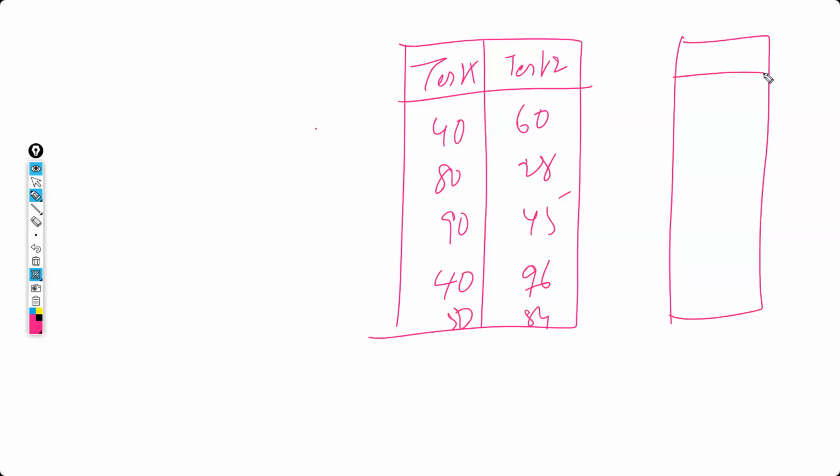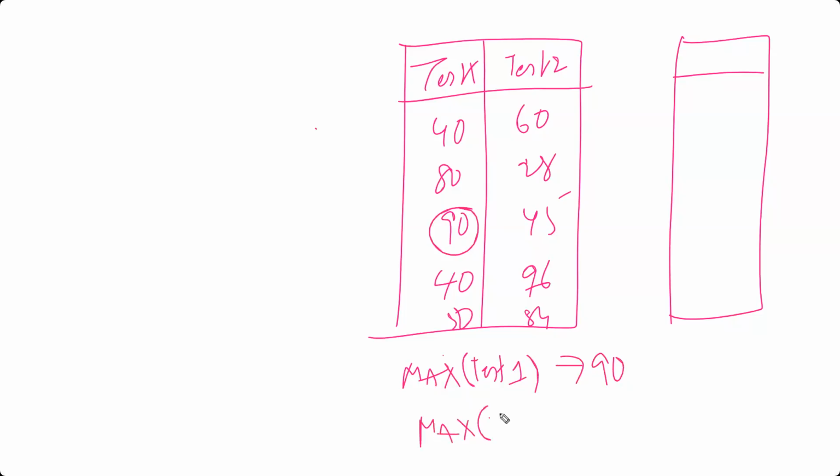Within test 1, what is the highest mark? Max of test 1. What is the answer? 90 is the answer, because within this column, this is the maximum mark. Max of test 2. What is the answer? 96. This is the maximum mark individually. But my requirement is, out of these two columns, which is the maximum value, that has to be separated.